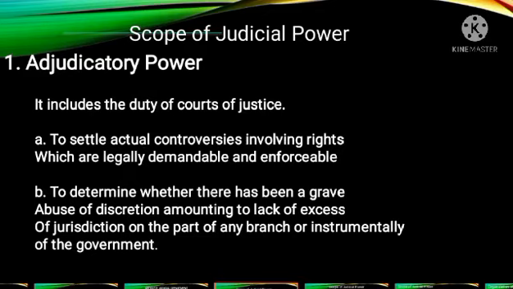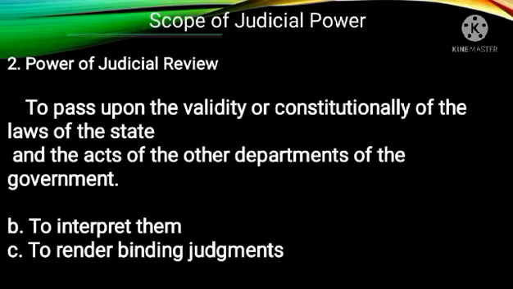The scope of judicial power. Adjudicatory power includes the duty of courts of justice to settle actual controversies involving rights which are legally demandable and enforceable, and to determine whether there has been a grave abuse of discretion amounting to lack or excess of jurisdiction on the part of any branch or instrumentality of the government. Another scope of judicial power is the power of judicial review. It is to pass upon the validity or constitutionality of the laws of the state and acts of the other departments of the government, to interpret them and to render binding judgment.